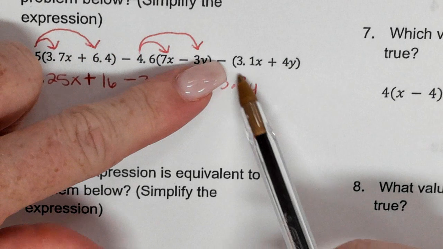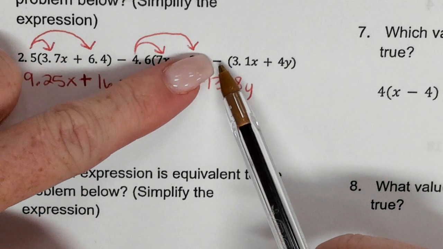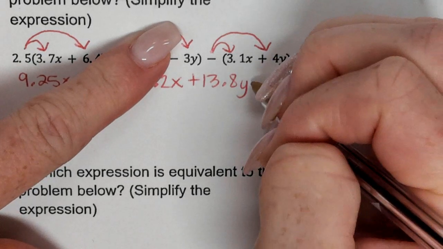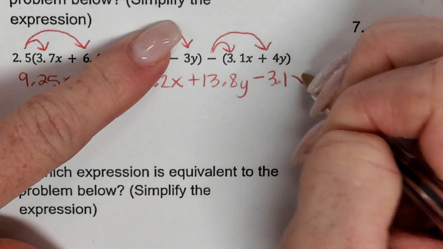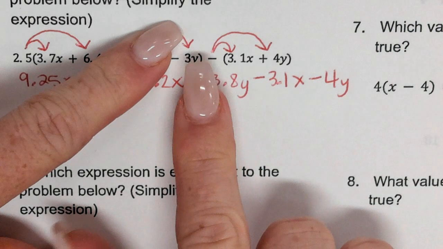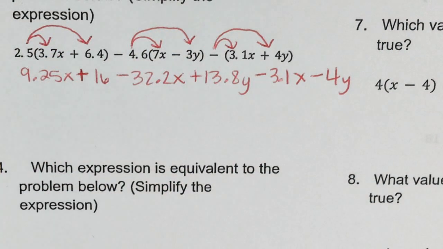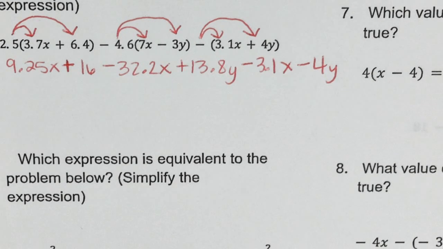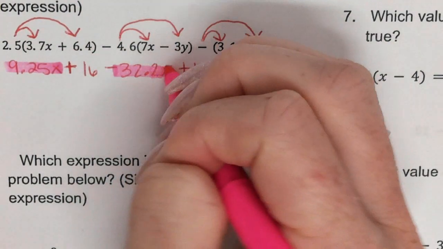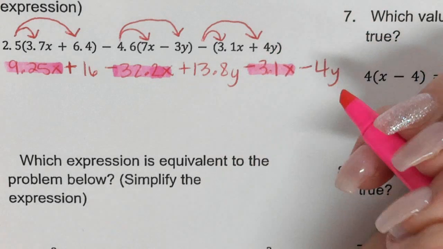Now right here, I'm distributing this minus sign to everything in parentheses. So it's just going to be minus 3.1x minus 4y. Again, that part right there I did not put on this CBA because that confuses a lot of people. Now I'm just going to combine like terms. This is where your highlighters come in handy. I like to highlight all the x's one color with the sign in front of them.